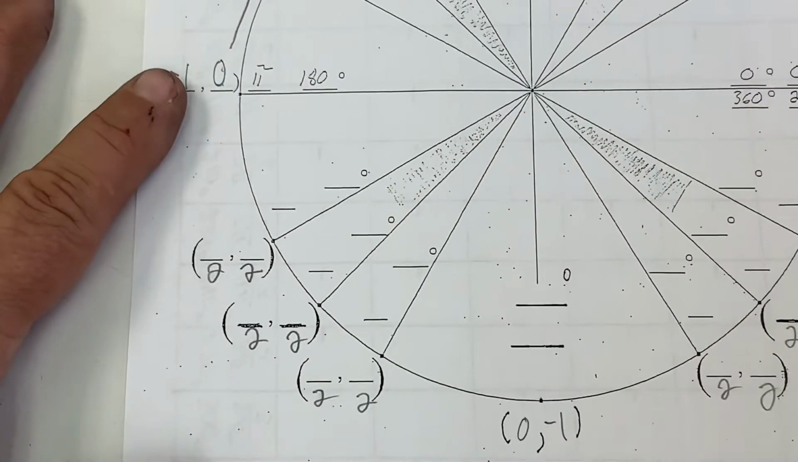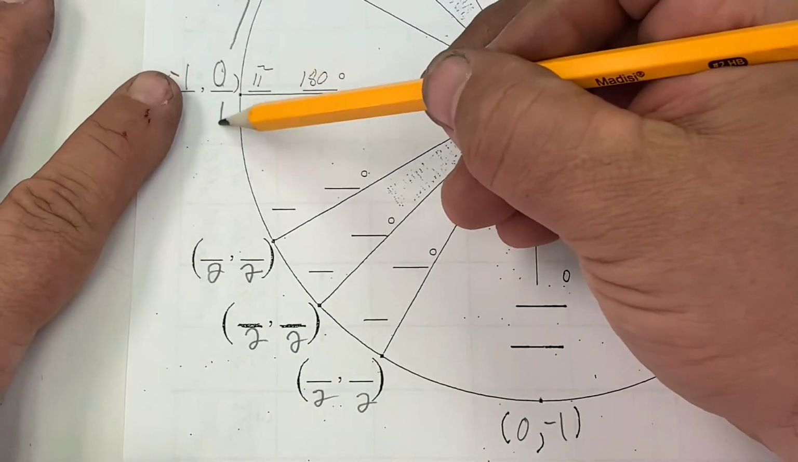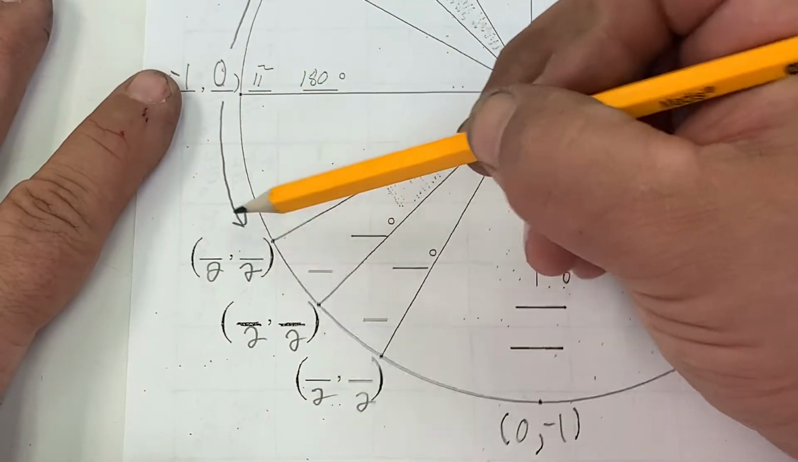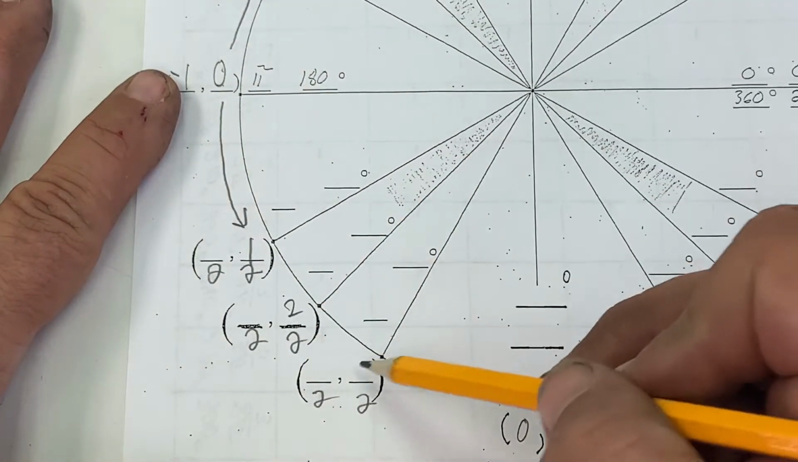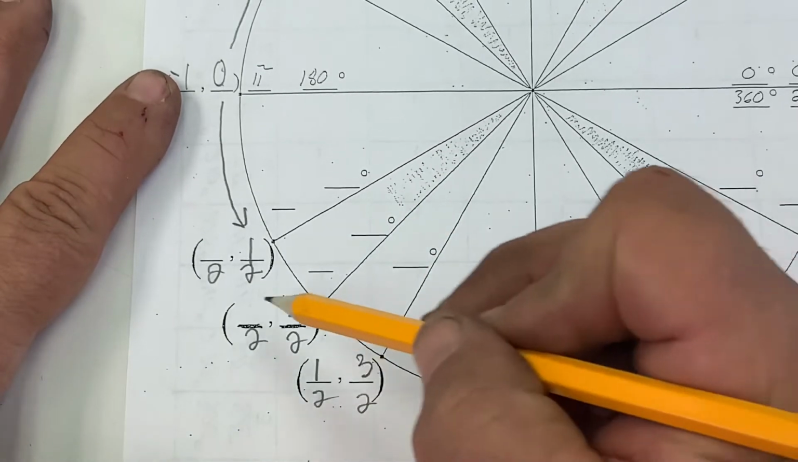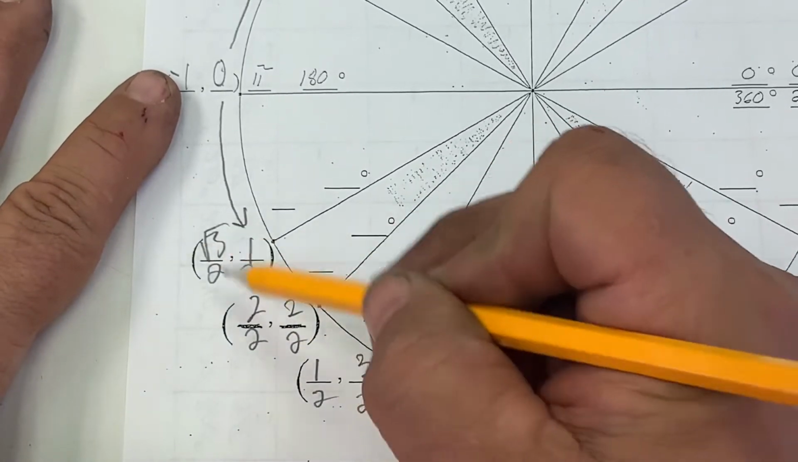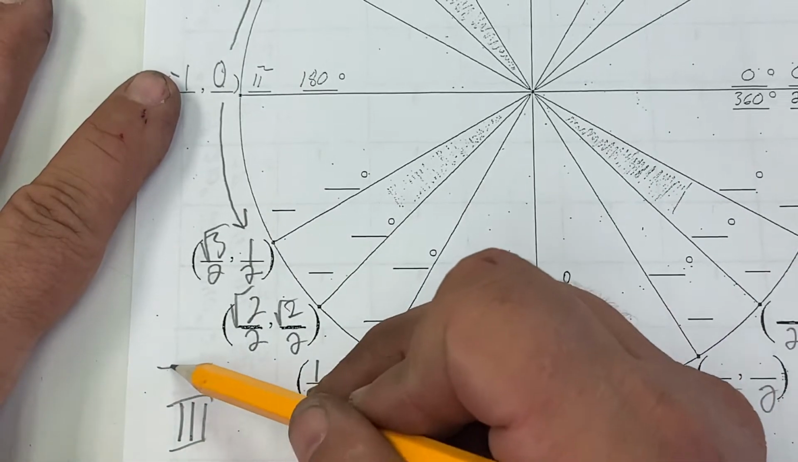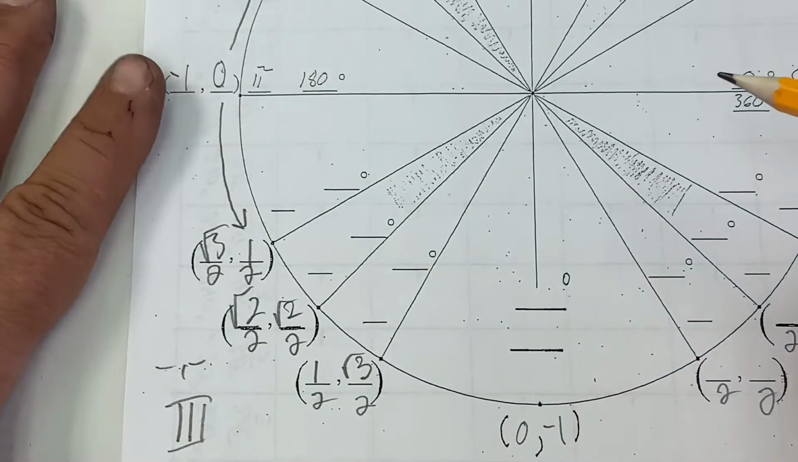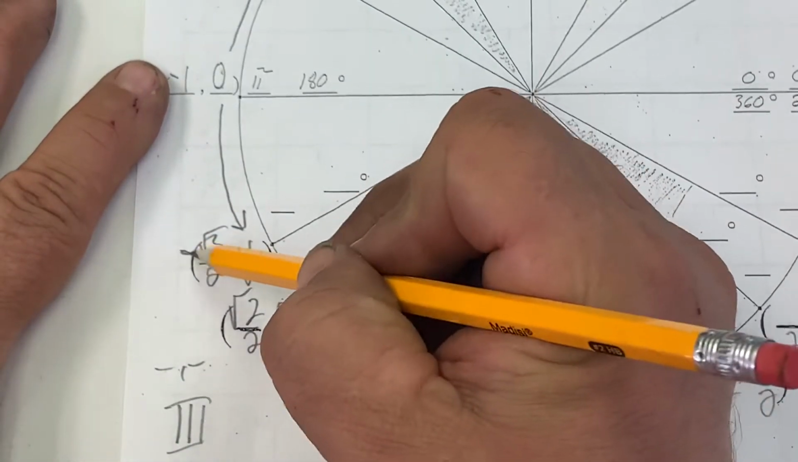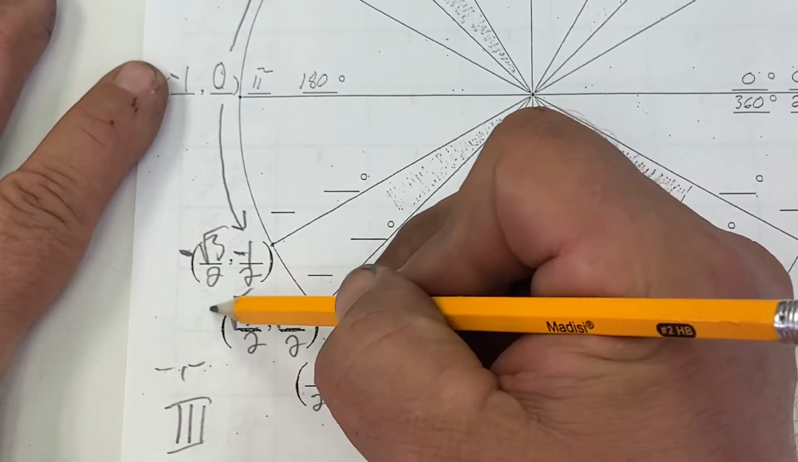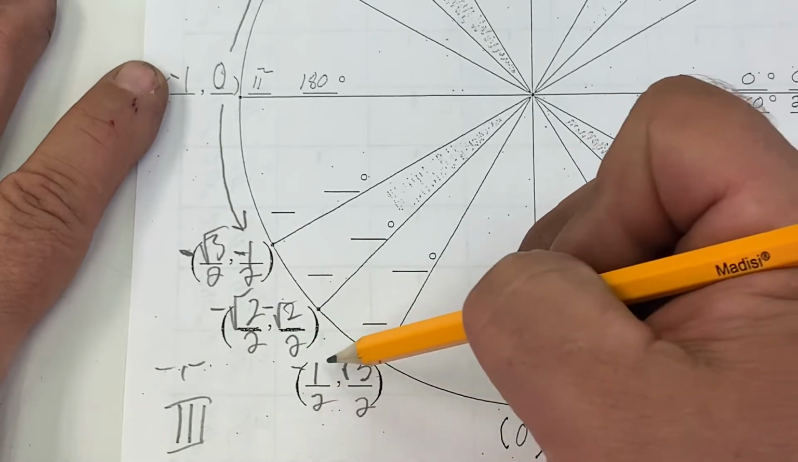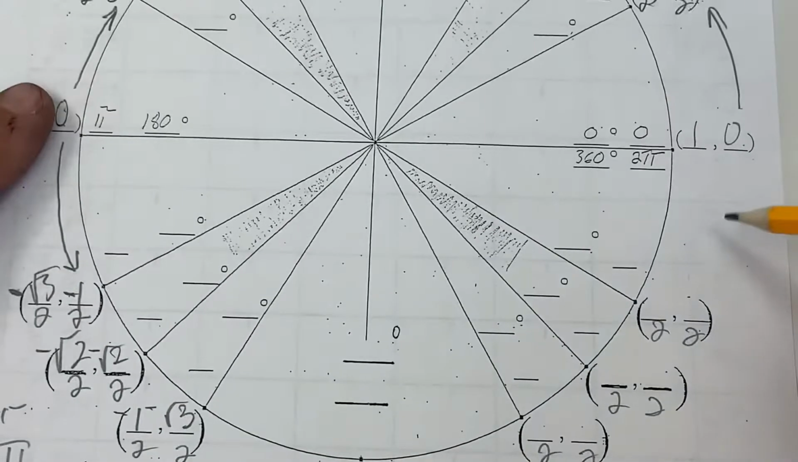Quadrant 3. 0 on the right. 0, 1, 2, 3, 1, 2, 3. Square root everything but the ones. In quadrant 3, everything is negative, the x value and the y value. So I put a negative in front of the x and a negative in front of the y for each of these coordinates.